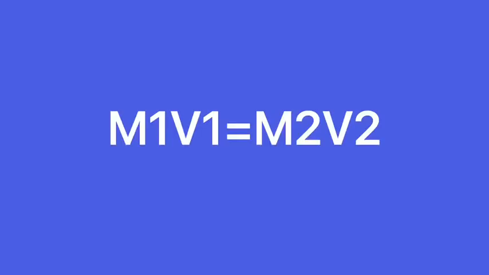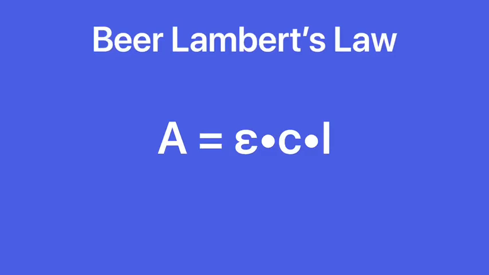In order to find the concentration of your solutions, the equation M1 times V1 equals M2 times V2 can be used, but for this lab, you should use Beer-Lambert's law. Beer-Lambert's law can be written as A equals epsilon times C times L. A represents the absorbance, epsilon represents the molar absorption, C is the molar concentration, and L is the optical path length. In our case, this will always be 1 centimeter.